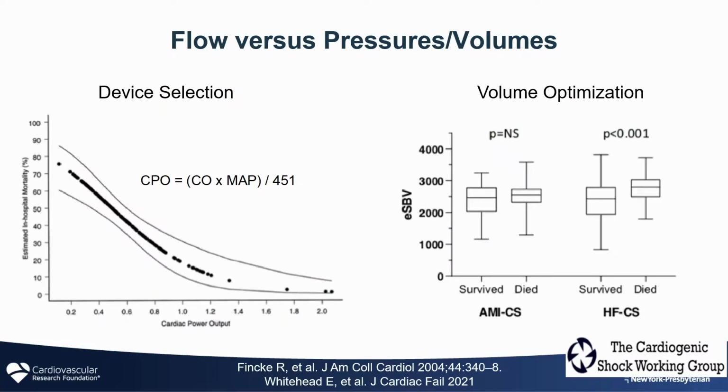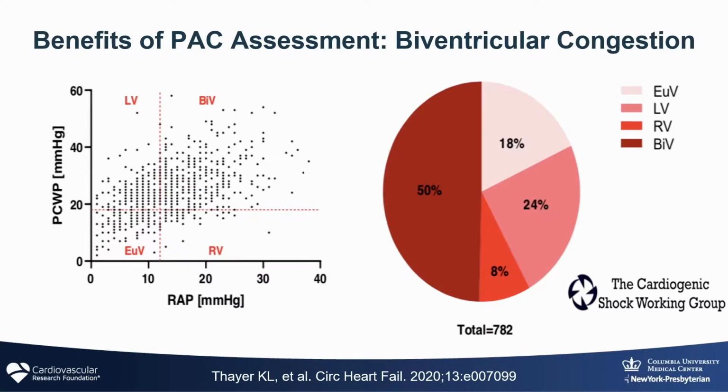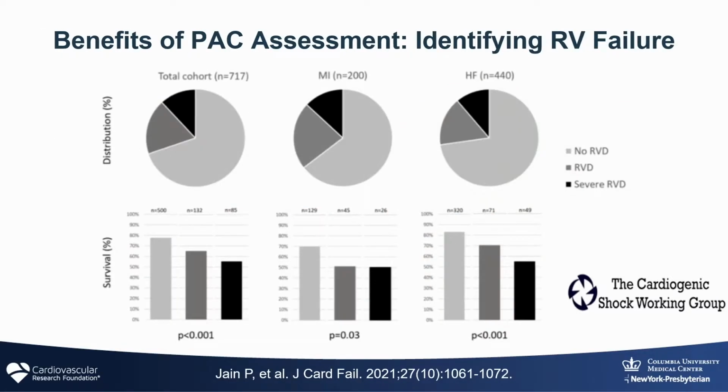I think also you can determine device selection, you can determine things like whether you need to do more volume, more inotropy and the like, and similarly you can look at not just the left side, but you can look at both sides and determine that in a significant proportion of patients there's actually biventricular congestion. Finally, identifying RV dysfunction is something that's emerging, and I'm sure we'll have some discussion about that.